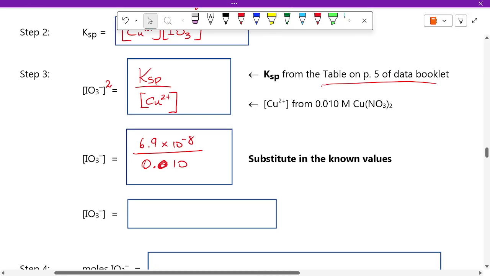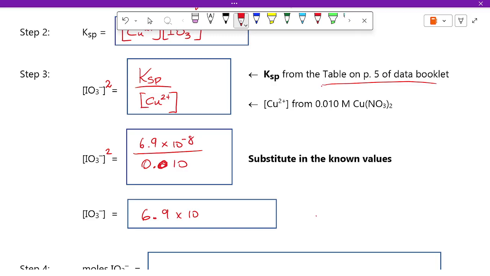So we now have 6.9 times 10 to the minus 6. Sorry, this should be squared. And then we have 6.9 times 10 to the negative 6, right? But then we're going to take the square root of that, yes? Which is equal to 2.6 times 10 to the negative 3.